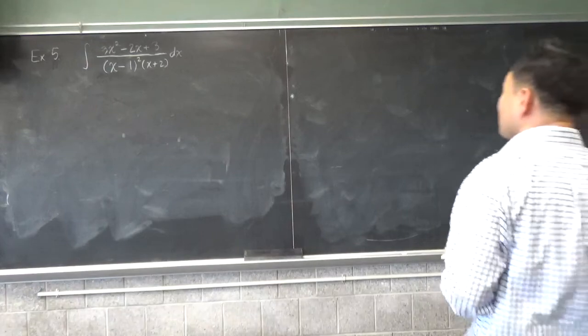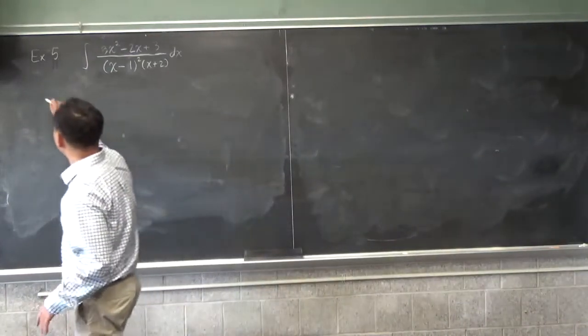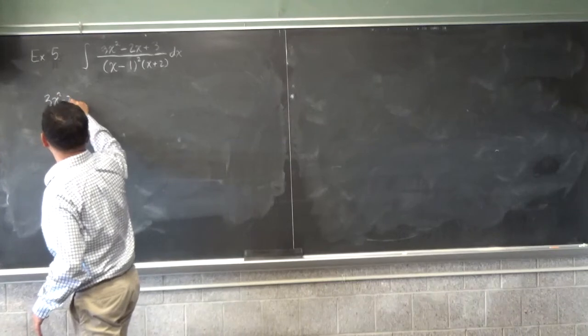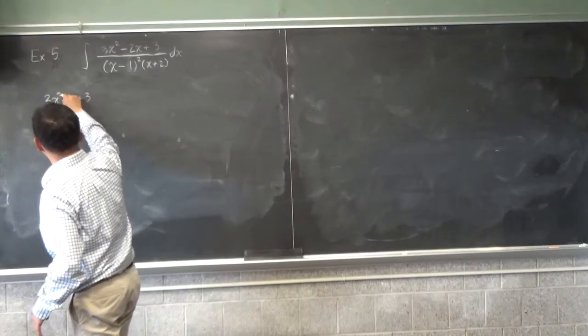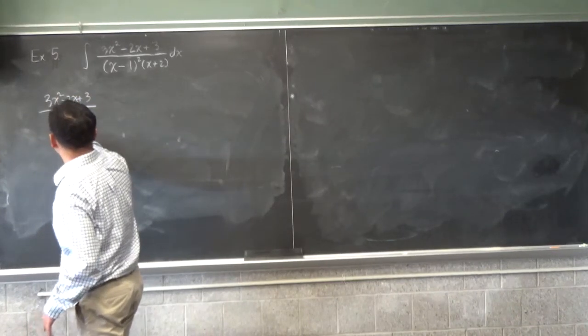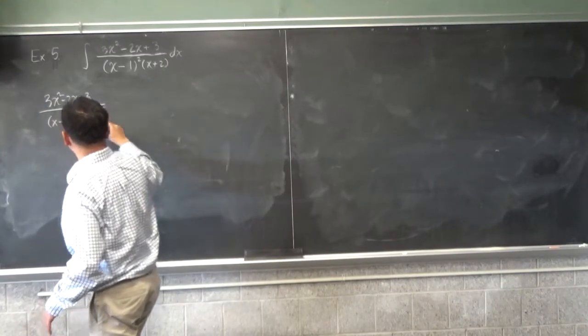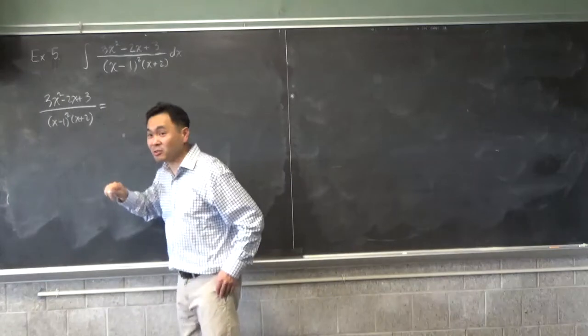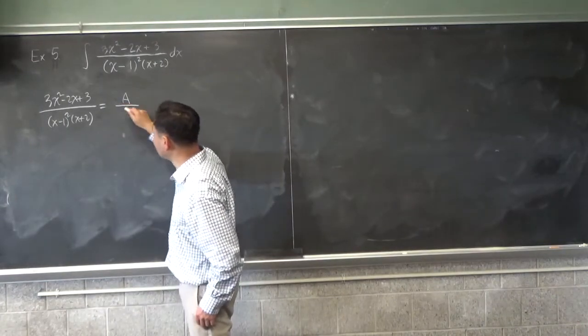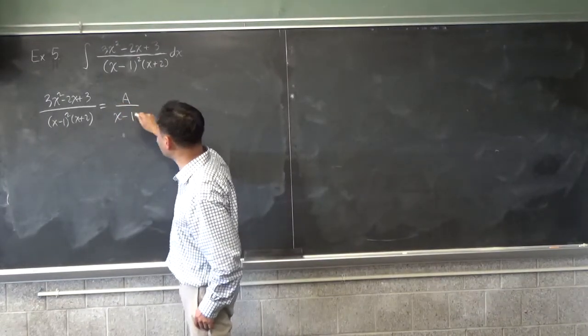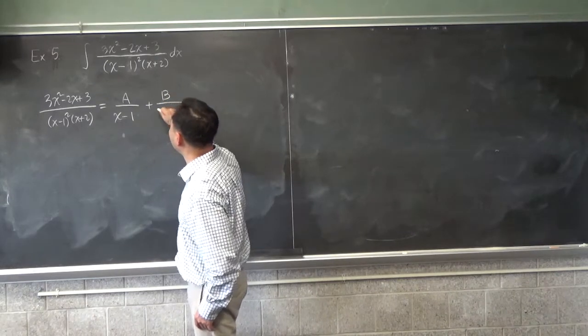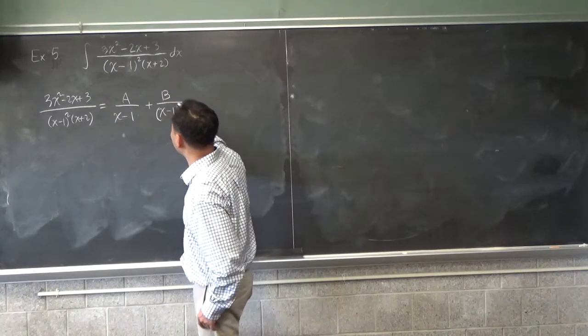So A is equal to 3 then? So for this one, we write 3x squared minus 2x plus 3 over x minus 1 squared times x plus 2. And now look, there's a square. So what do we do? A over x minus 1, but then B over x minus 1 squared.